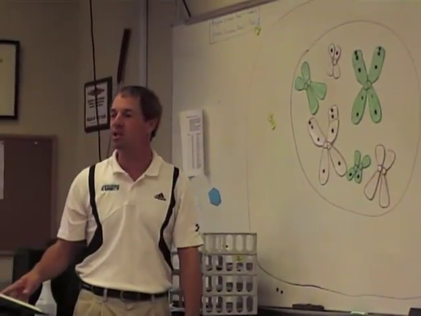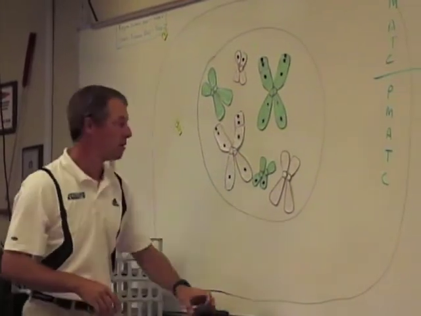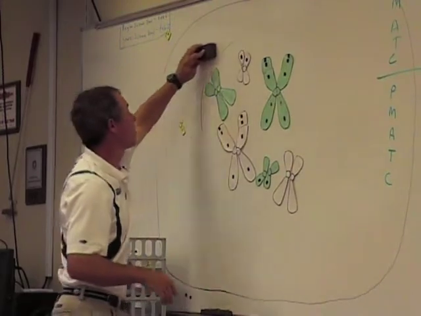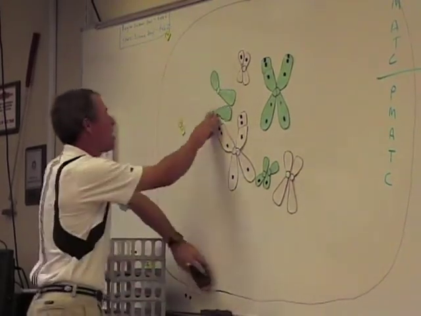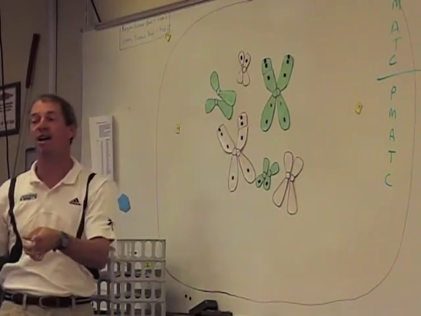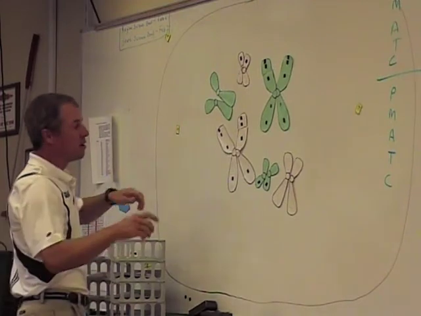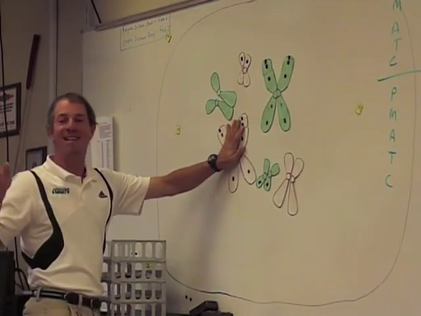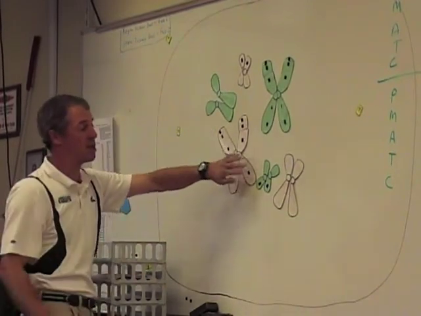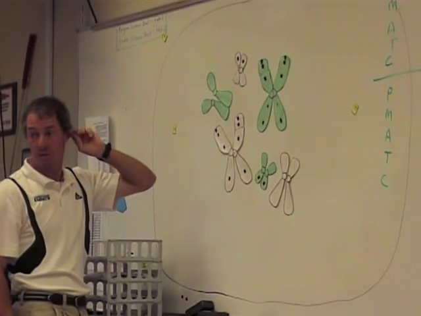First thing that happens, prophase 1: the nuclear envelope disappears. Centrioles go to opposite sides. Chromatin tightens. Spindle fibers come out. When we're making sex cells, it's a little bit different. Chromosomes coil up so you can see them. The nucleolus disappears. Then there's crossing over.